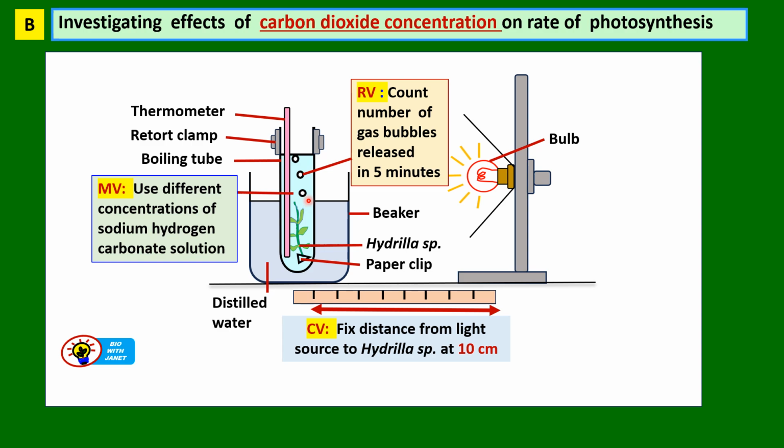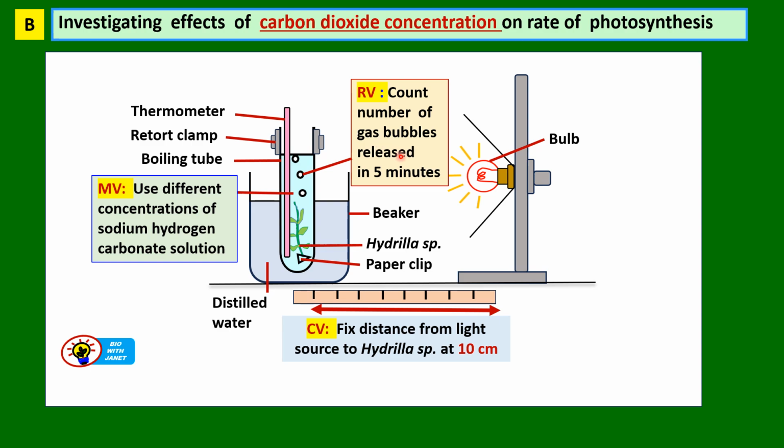Once you see the bubbles coming out, and when it's ready, start the stopwatch and count and record the number of air bubbles released in 5 minutes. This is your RV, the responding variable. Then take 2 or 3 readings to obtain an average so that your results are more accurate, okay. Then repeat the steps for other concentrations of sodium hydrogen carbonate solution, such as 0.02 m, 0.04 m, 0.06 m, 0.08 m, and so forth.